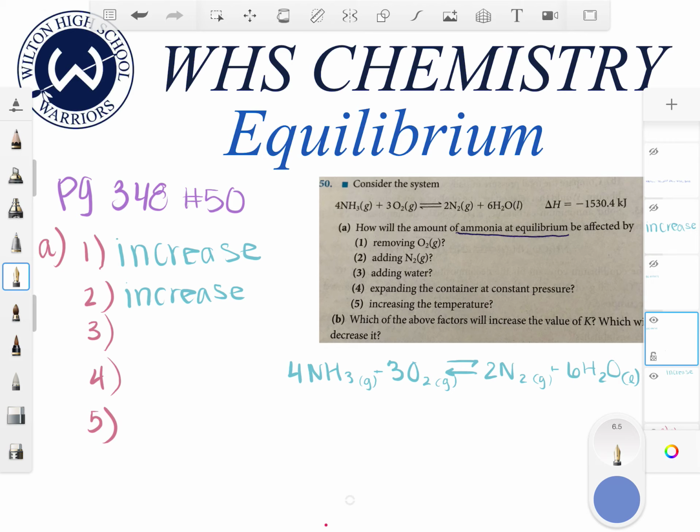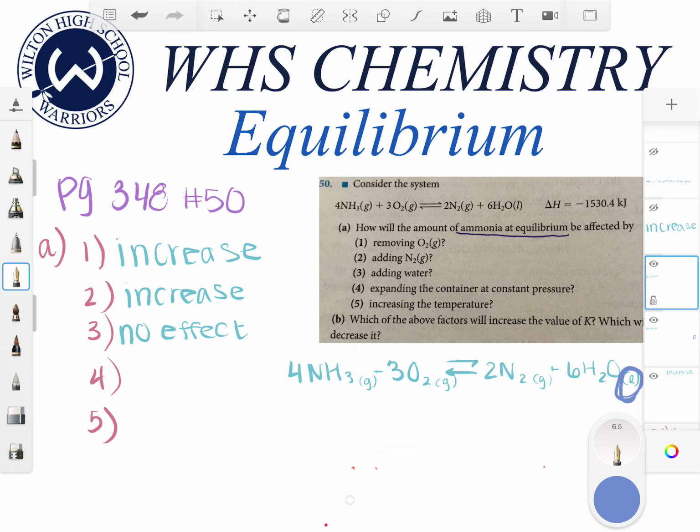Adding water, well, since water is a liquid, as you guys can see, that's going to have no effect because it's a liquid, so it's not a gas. So there's no effect there.